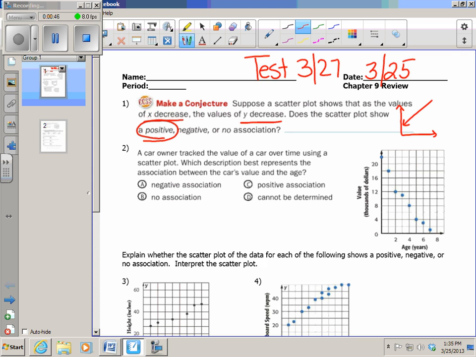Number 2 says a car owner tracks the value of a car over time using a scatter plot, which description best represents the association between the car's value and the age. Well, it appears that if I drew a line of best fit, that's how the data is on the line, and that would be a negative association, choice A.